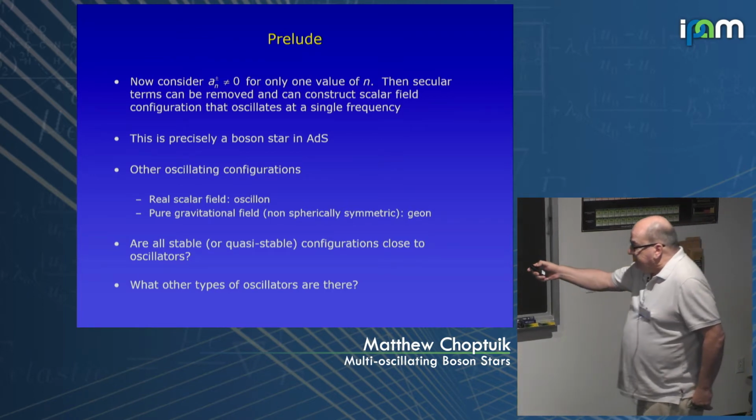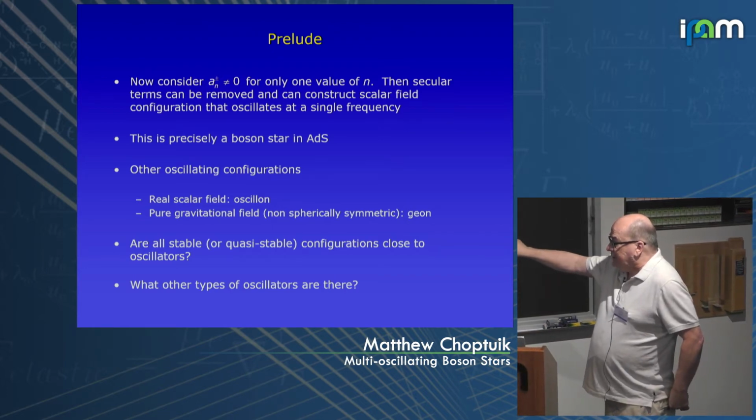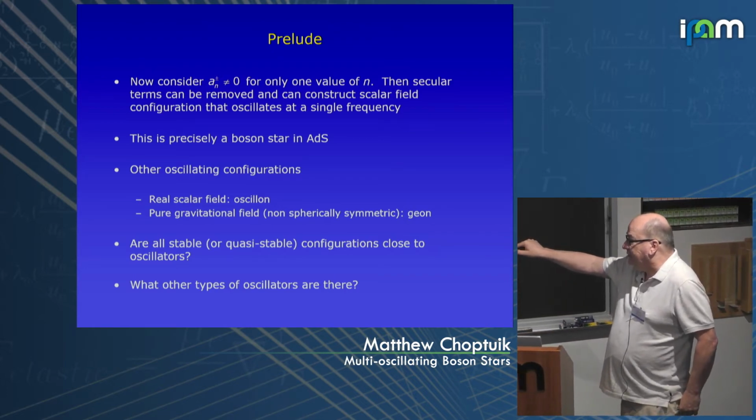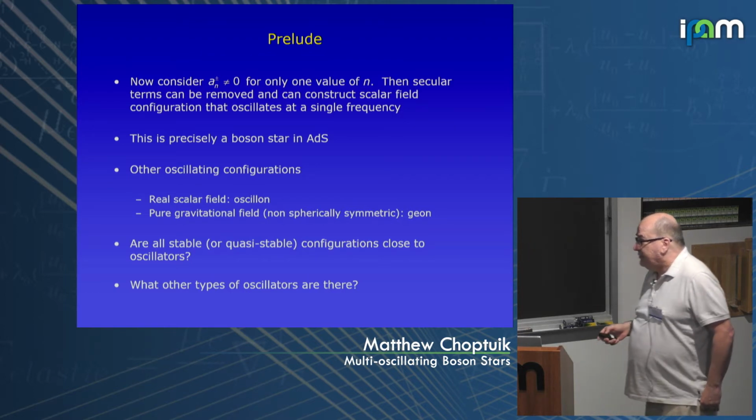So a couple of questions arise. Are all stable configurations quasi-stable? Because I don't know whether or not they're absolutely stable, but they're certainly stable on a dynamical time. Are they all close to oscillons or oscillators? And what other types of oscillators are there?